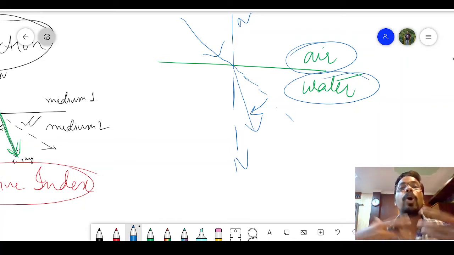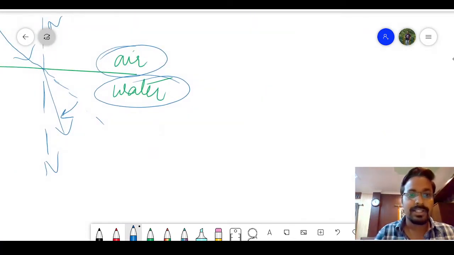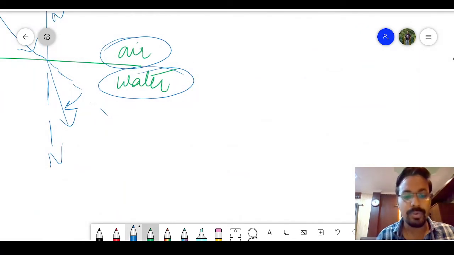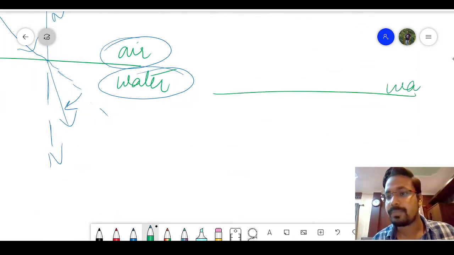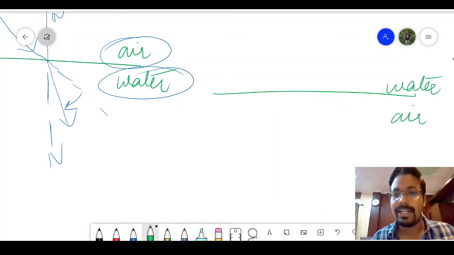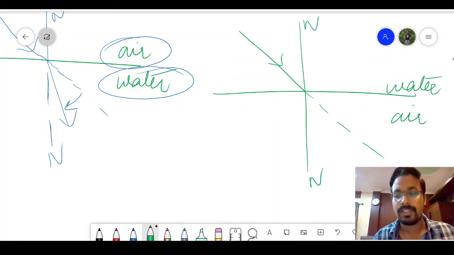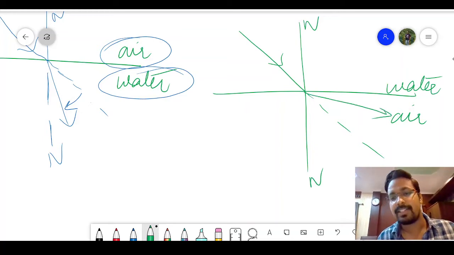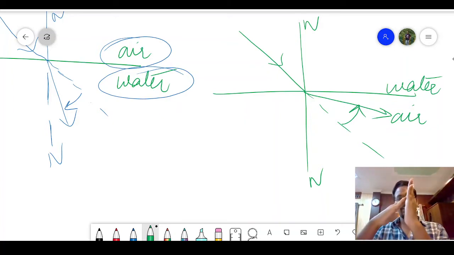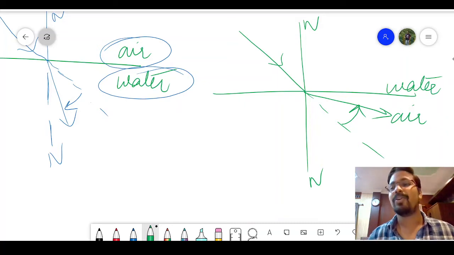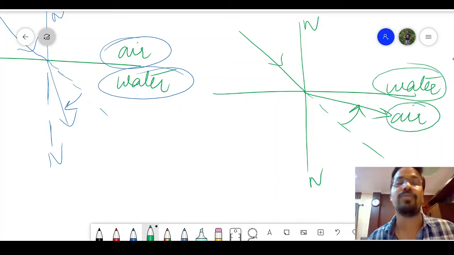What happens in the opposite case? Suppose the same diagram, but this time this is water and this is air, and a ray of light is coming in this direction. It should have moved on like this. Now let us draw the normal. I'm sorry. If this is the normal, the ray of light will move on like this. Now what has happened? It has moved away from the normal. This is the normal. The ray of light should have moved on like this. Rather, it moved away from the normal. Why? Because the density of air is less than that of water.